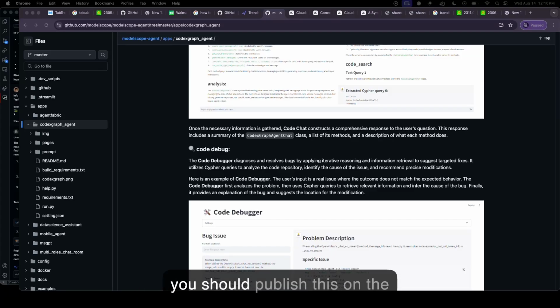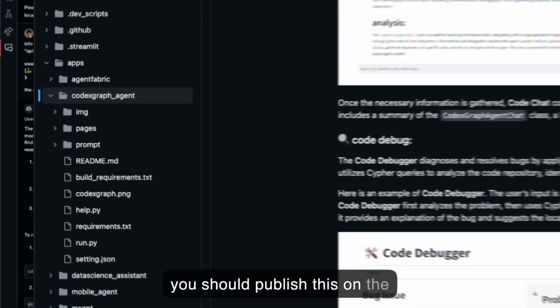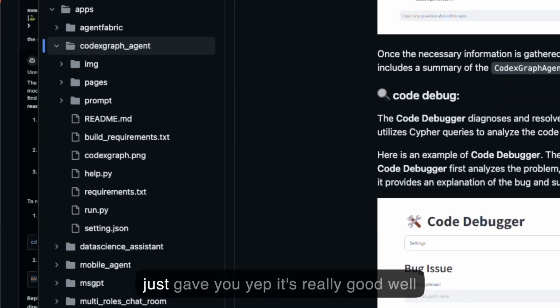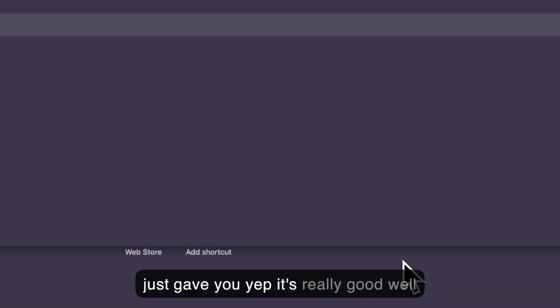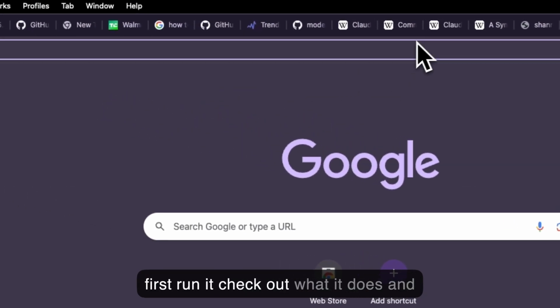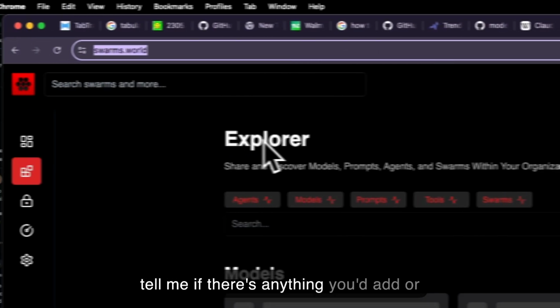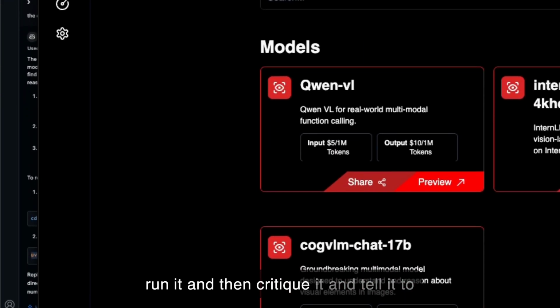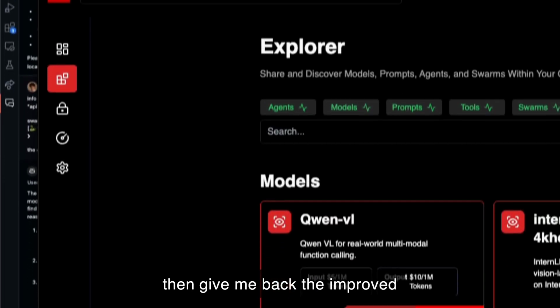You should publish this on the Swarms Marketplace. The prompt I just gave you? Yep. It's really good. Well, first run it, check how good it does, and tell me if there's anything you'd add, or run it and then critique it and tell it to add whatever you think it needs, and then give me back the improved version.